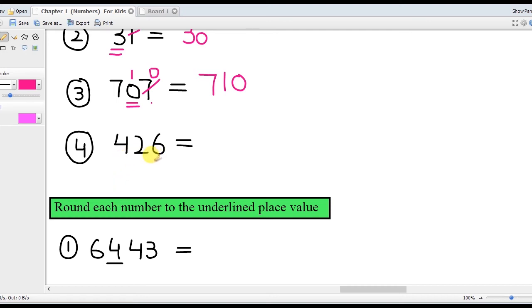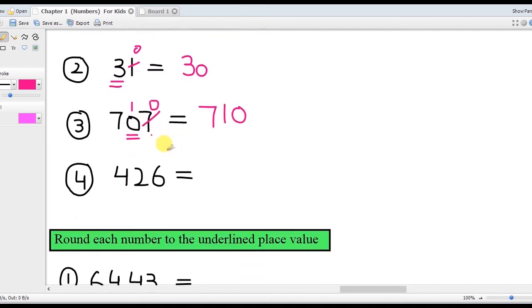426. We have to round it to the nearest tens. So the digit at the tens place is 2, right? Now look at the digit at the unit place. Is this 5 or more than 5? Yes, it is more than 5. Apply the rule. So I'm going to cut it off, write 0 here, and add 1 in the previous digit. Why? Because this digit is more than 5. So your number would become 430. So 2 plus 1 is 3, right? I hope you got the concept.